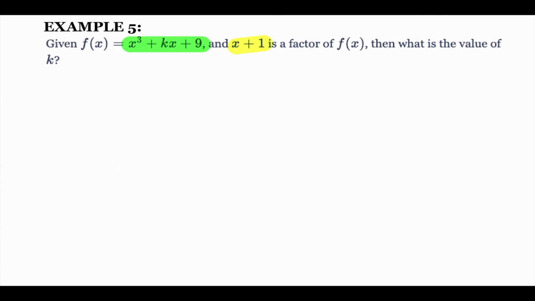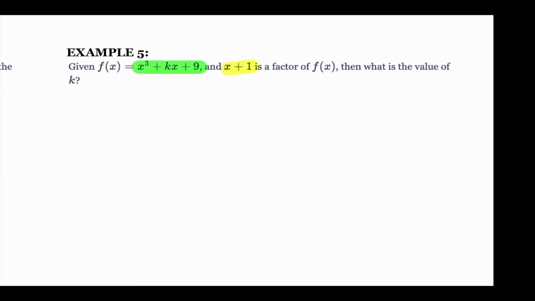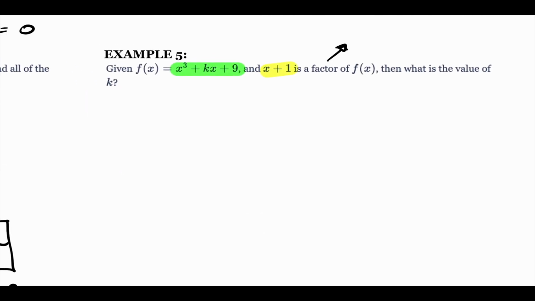The K. Yeah, the K. We've never seen a K before. That's what we're trying to find. There's supposed to be a number there. We don't know what number it is. So we're trying to figure out what number it is. Okay, we're going to use division because it says, hey, x plus 1 is a factor. If you were to do that, you're going to get 0 as a remainder, right? Factor means no remainder, or 0 remainder, I should say. Remainder equals 0.